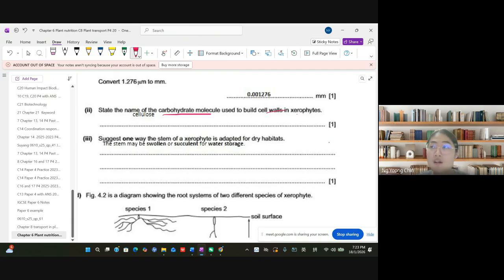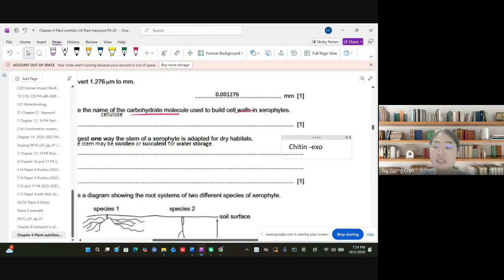Okay, how about the fungus? The cell wall in the fungus is made from what kind of structure? Start with C. So remember, the cell wall component in fungi: chitin. Chitin, this one. This chitin is a strong structure. It is also found in the exoskeleton of insects, so it is also part of the exoskeleton in insects.